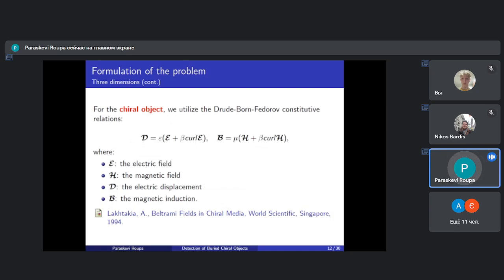Concerning our buried obstacle, which is a chiral object, we utilize the Drude-Born-Fedorov constitutive relations, which are given by this formula, where E is the electric field, H the magnetic field, D the electric displacement, and B the magnetic induction. More details about these relations, and in general for chiral obstacles, we can find in this book of Lakhtakia.